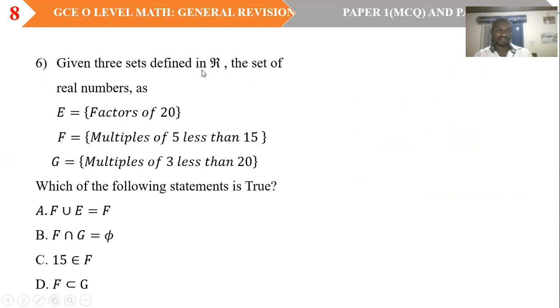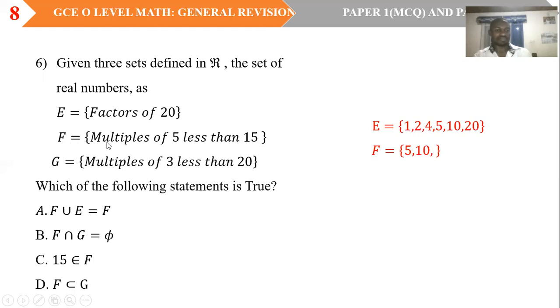Question 6, given 3 sets defined in R, the set of real numbers, E equals the set of factors of 20, F, the set of multiples of 5 less than 15, G, the set of multiples of 3 less than 20. Which of the following statements is true? We first of all list down the elements of each set. For set E, we look for factors of 20, which are the exact divisors of 20, and they give 1, 2, 4, 5, 10, and 20.